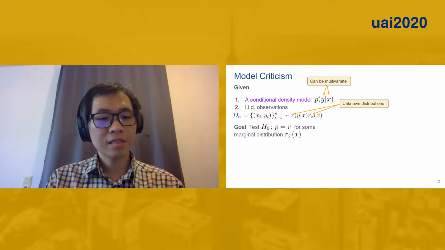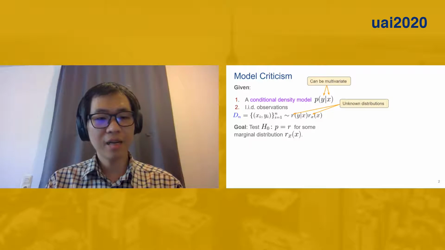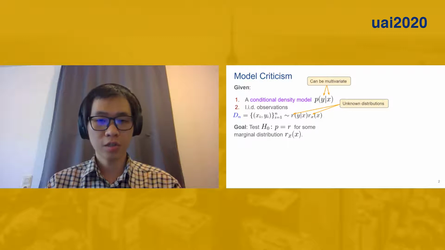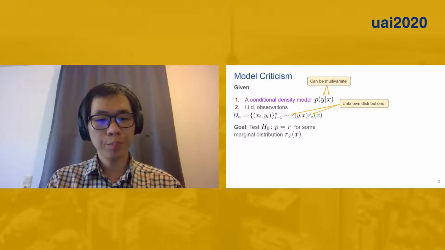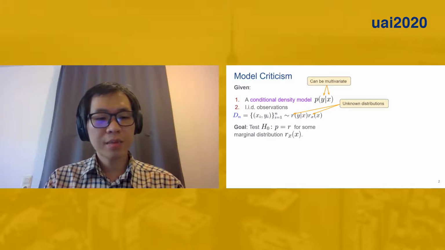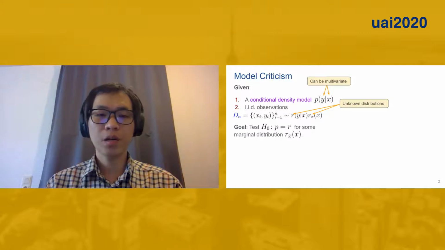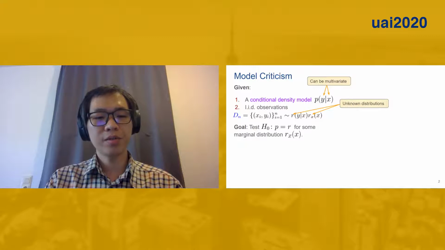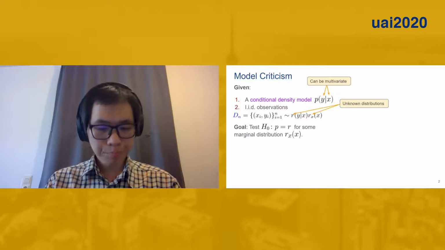And the second is a set of IID observations taking the form of (x, y) pairs following an unknown distribution r(y|x) times r(x), where r(y|x) is just the true conditional distribution that we don't know. And we want to test whether p is the same as r, whether the model is the correct conditional distribution or not. For some marginal distribution r(x), we don't really care.